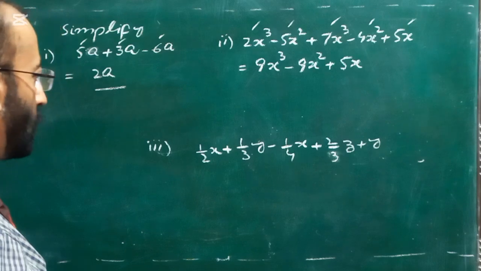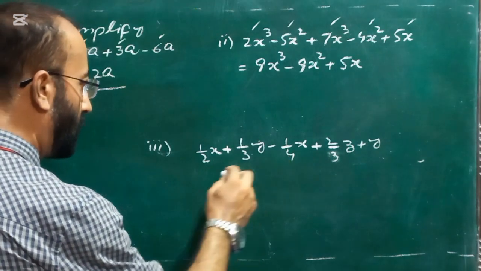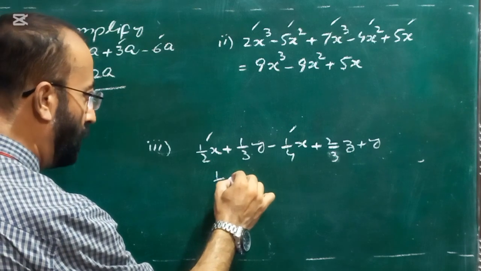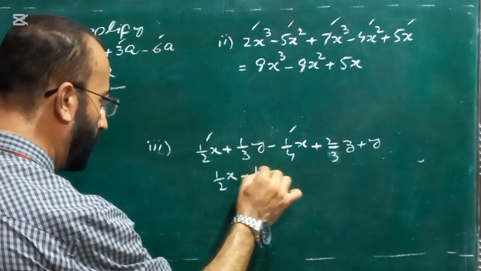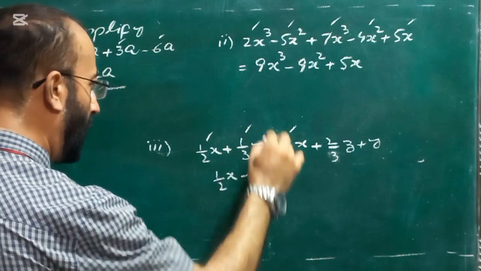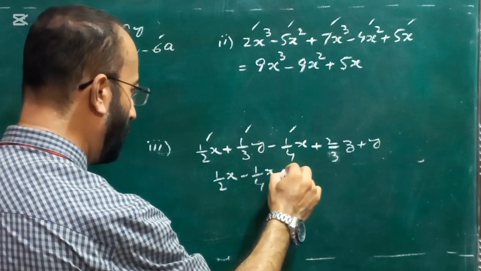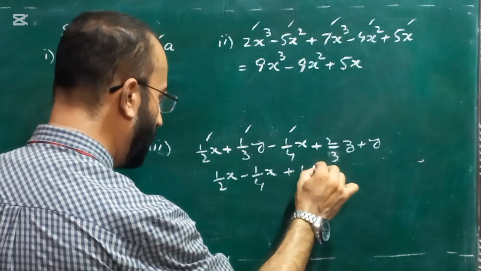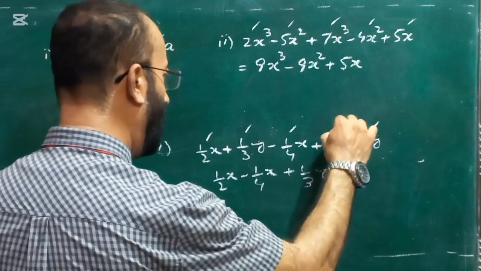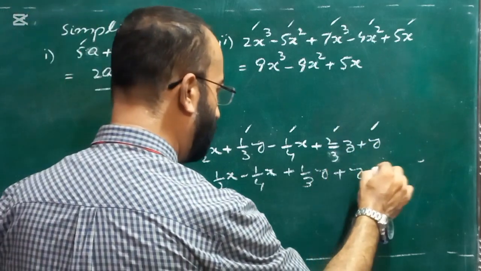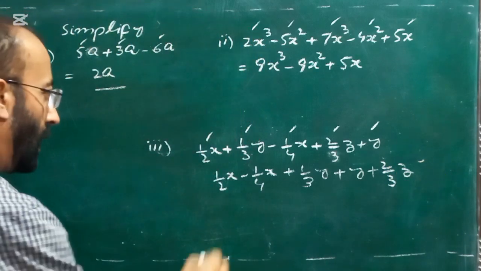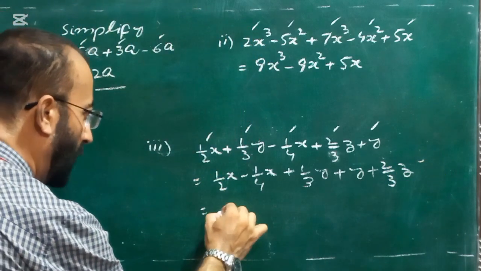Now come to this question. So first we are going to solve the x values. So first put them together. Like this one. Now put the y values together. Plus 1 by 3y plus y. And finally z's value will be written, that is plus 2 by 3 z.